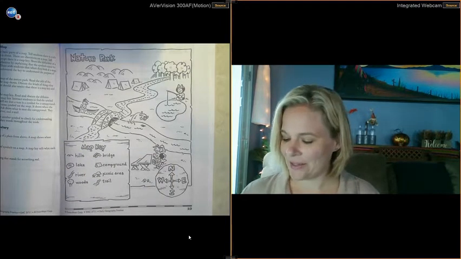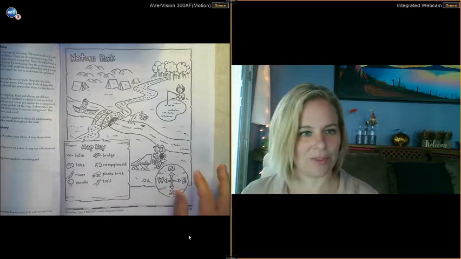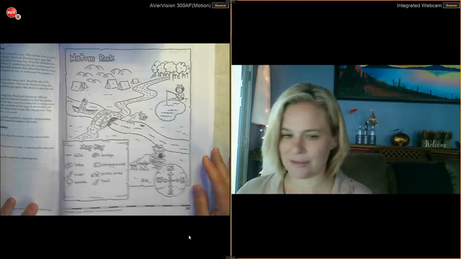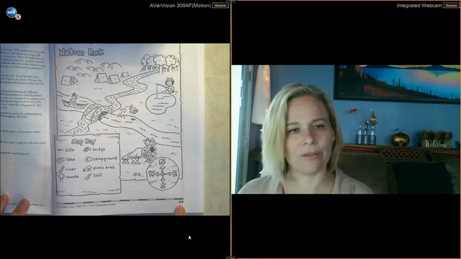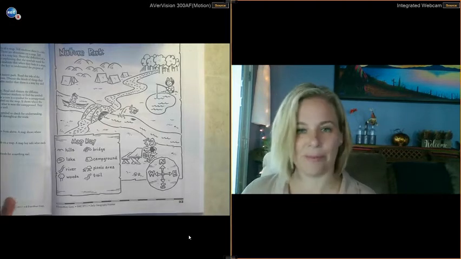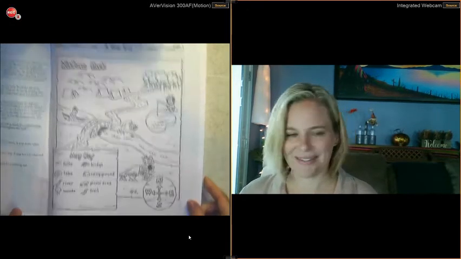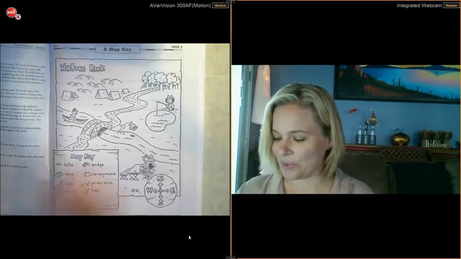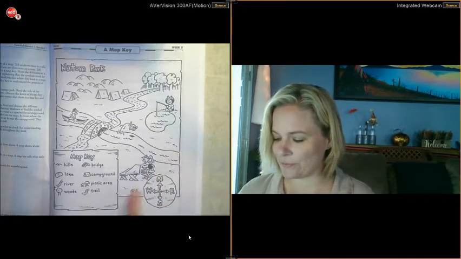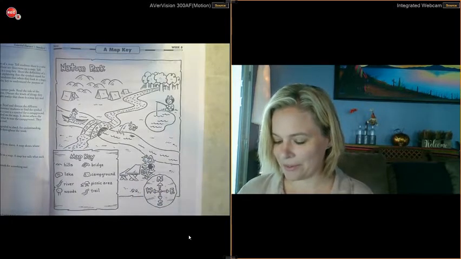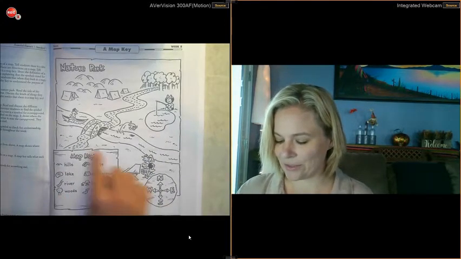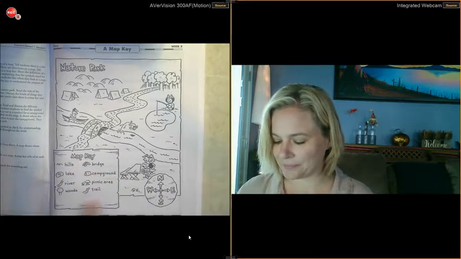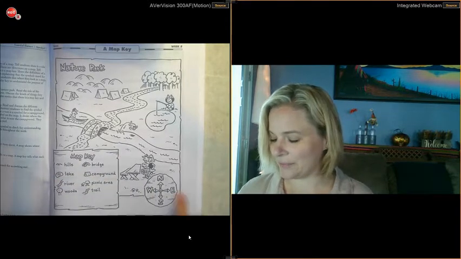Okay, so we're going to turn to the page with the nature park on it. It says page 23 down in the corner, but it's really only about 5 pages in. Okay, it's a picture of a nature park. We have the title of the map right here, and we have some different symbols that you can find around the map, and then something new here. It says the map key. We'll talk about that in a minute.